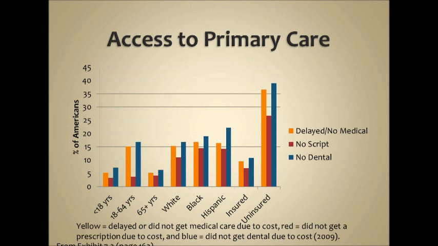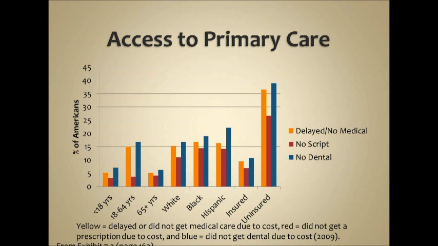Well, let's start with those who are under the age of 18 years. If you look at the yellow bar, it's a little over 5%. So what does that mean? Of the percent of Americans under 18 years old, those who got delayed or no medical care due to cost, that's 5%, okay? Less than 18 years old, there's only 5% of these people who are delaying or not getting medical care because of cost. That doesn't look so bad, does it?